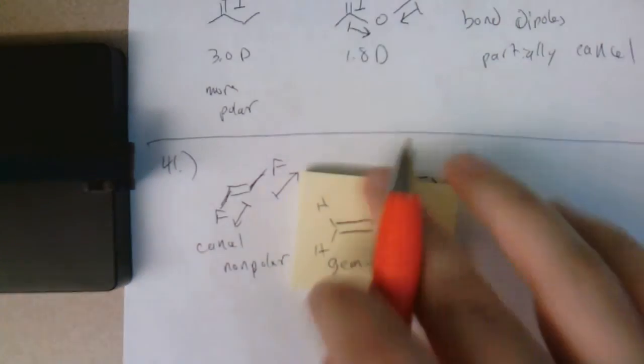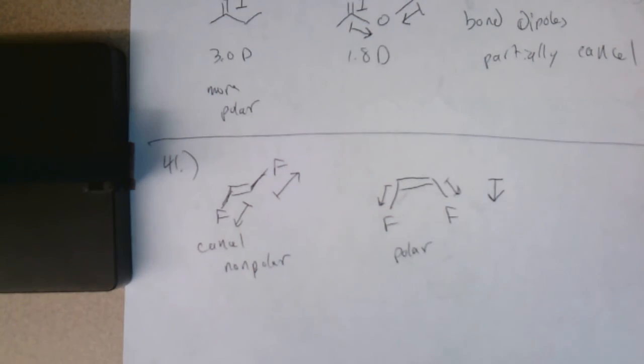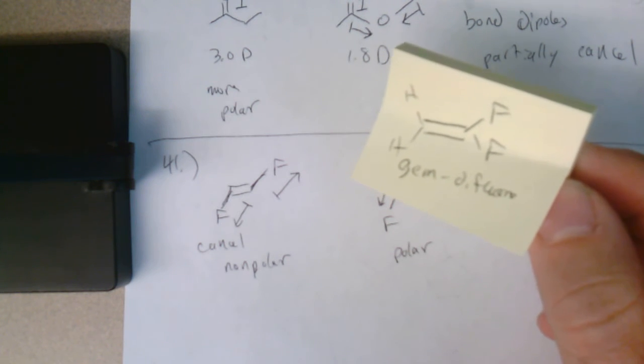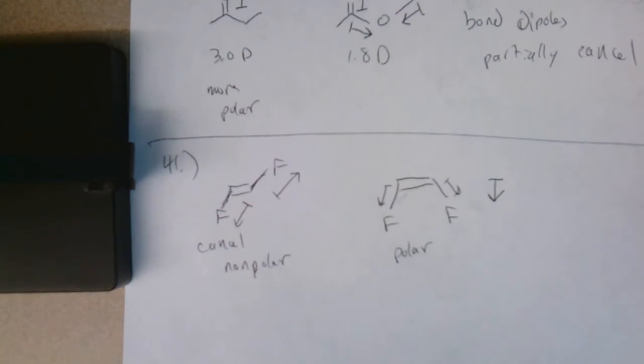Do you need to know this? At least not right now. You don't. But in case you were wondering what the other situation is besides just cis and trans, you can also have gem. That gets its own little special name. Okay, moving along.